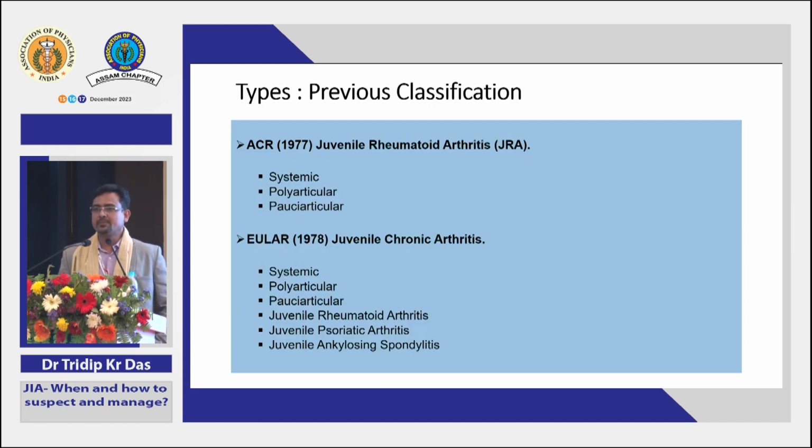So different classifications have been put forward at different times. The first classification was put forward by ACR in the year 1977 as juvenile rheumatoid arthritis. They classified it into 3 varieties: systemic, pauciarticular, and polyarticular. In the very next year, EULAR reclassified it as juvenile chronic arthritis, and they added 3 more types of juvenile rheumatoid arthritis: juvenile psoriatic arthritis and juvenile ankylosing spondylitis. So for the next 2 decades, this was the classification in practice.